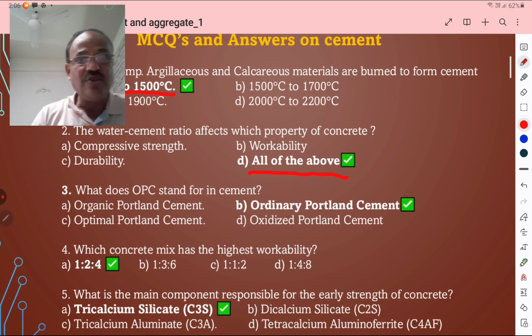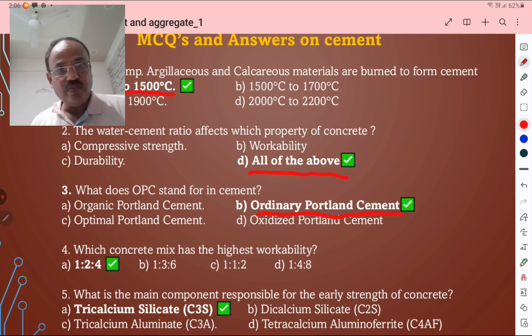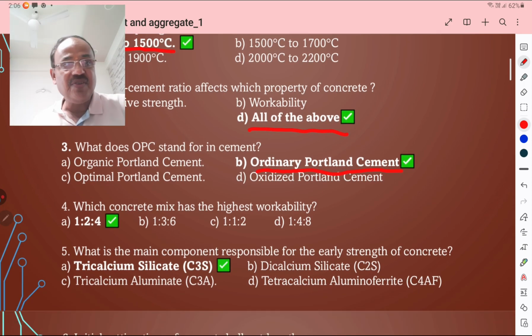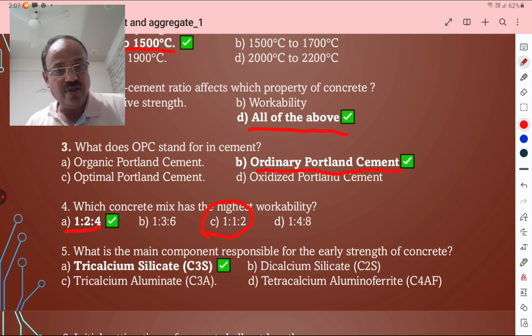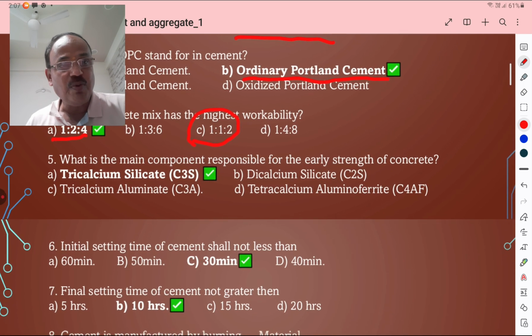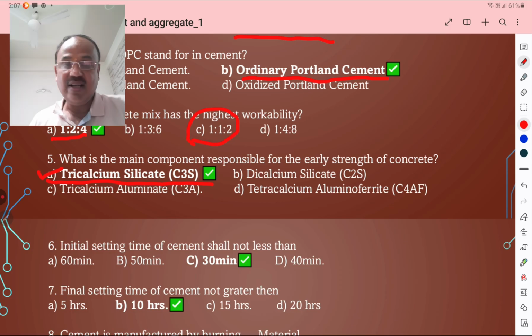What does OPC stand for in cement? That is ordinary Portland cement. B is the most appropriate answer. Then which concrete mix has the highest workability? 1:2:4, 1:3:6, 1:1:2 or 1:4:8? The 1:2:4. Some people may go for 1:2, but 1:2:4 is the most appropriate answer. What is the main component responsible for early strength of concrete? That is C3S, tricalcium silicate, is the correct answer. Option A is the correct answer.